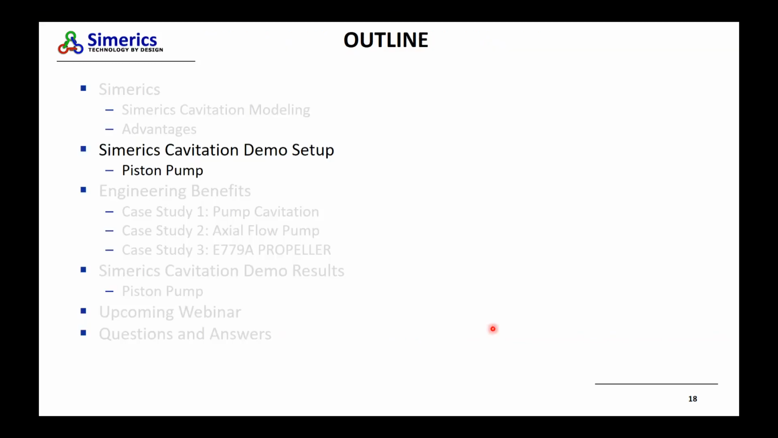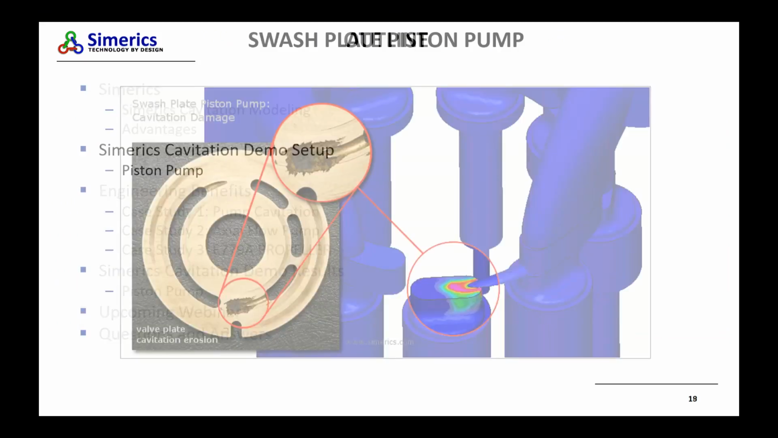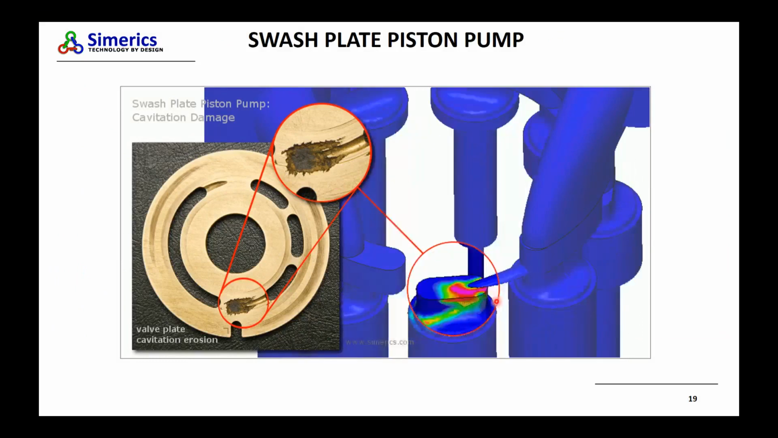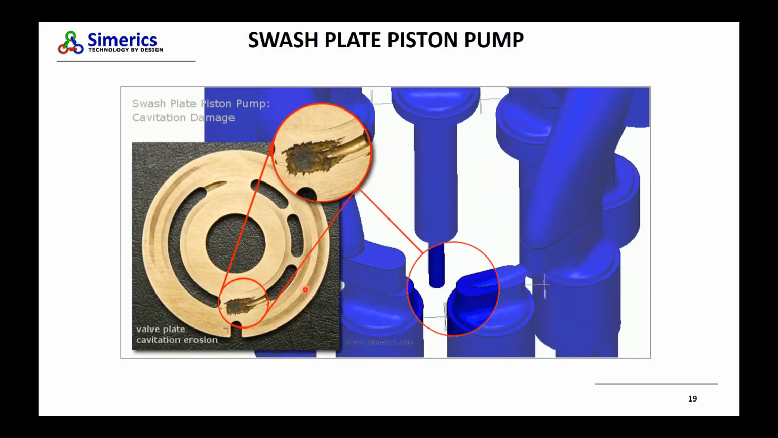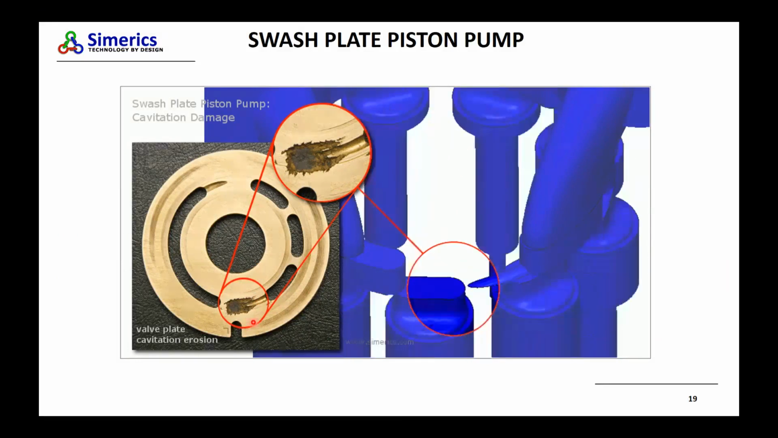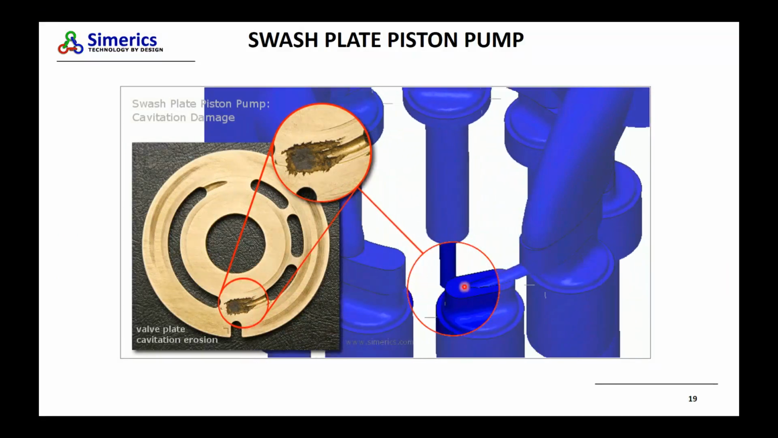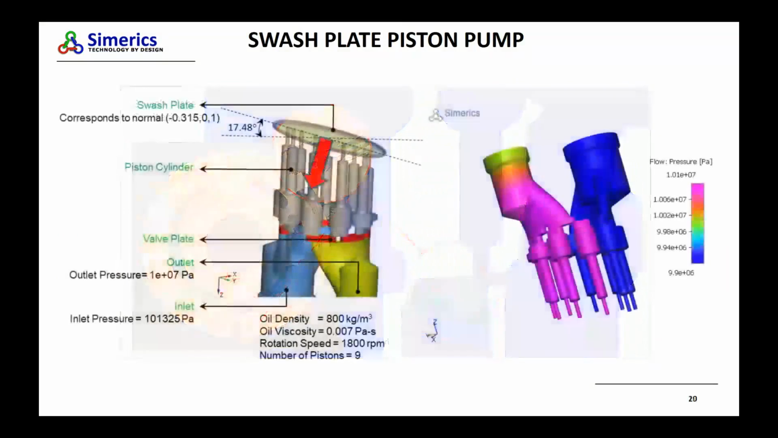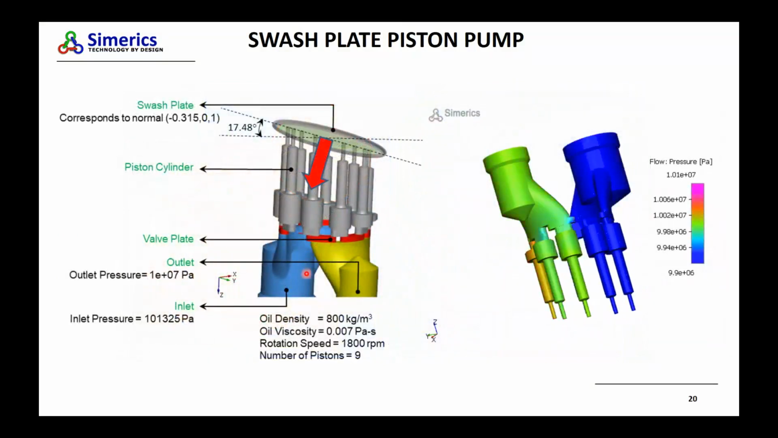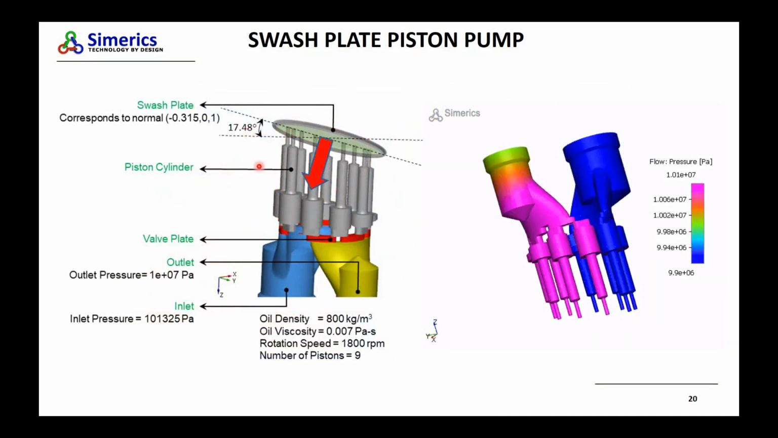So in the next part of this talk, I'll briefly introduce the problem of this piston pump, and then Dr. Cavitation will show you how to set up this model. So here we are looking at this piston pump, and you're looking at cavitation erosion damage on the valve plate, and you can see our simulation can capture that. For this demo, we are using the Swash plate piston pump. The Swash plate angle is about 17.48 degrees. We have the piston cylinders, we have the valve plate domains, and then the outlet is around 100 bar, and the inlet is at atmospheric pressure.